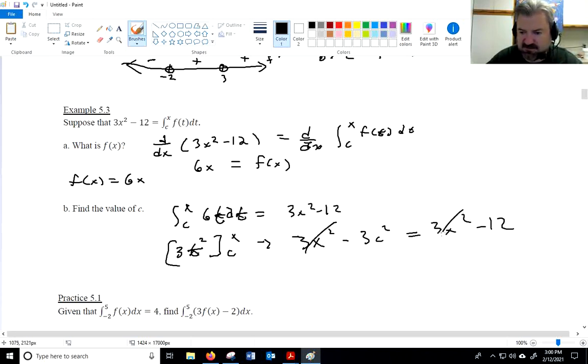So these get canceled out, and I can see that negative 3c squared is negative 12. So c squared is equal to 4. So I get that c is equal to plus or minus 2. So apparently c could be positive 2 or negative 2, and we would still get the same value. And that's because of that squared feature there.